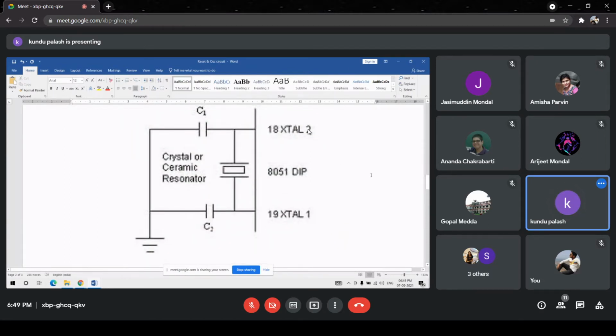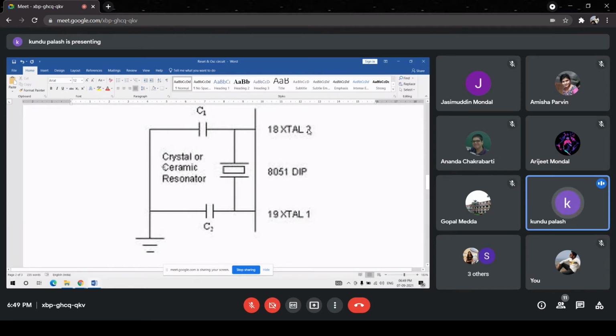To even 30 megahertz, which is available. So these are the typical oscillator circuit which should be connected. The crystal of the frequency has to be connected by the two parallel capacitors.